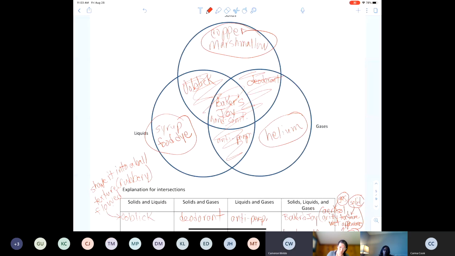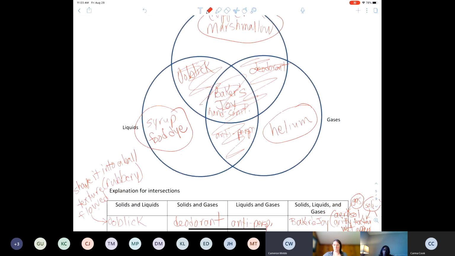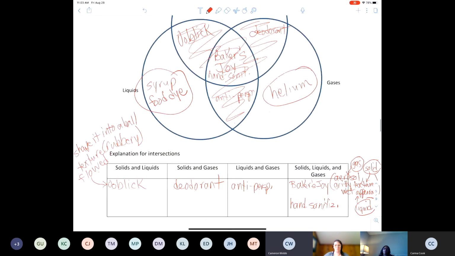Can you explain one more time why deodorant would also be a gas? If some of it, not as much as the hand sanitizer and Baker's Joy, but a little bit of the deodorant did evaporate over time. So therefore, there are some components in the deodorant that did evaporate. And so when you have a solid go directly to a gas, that's called sublimation.